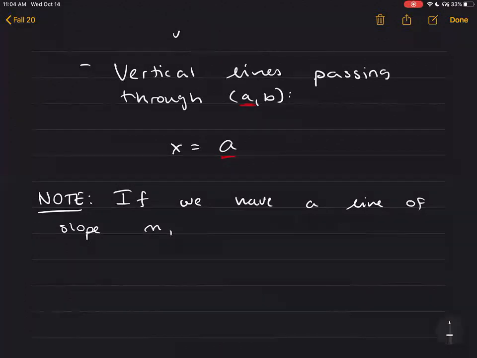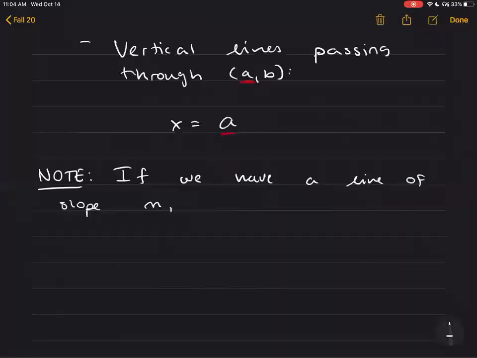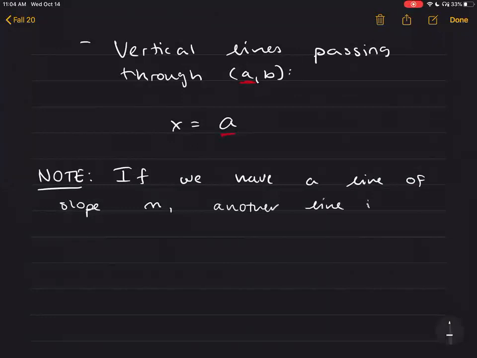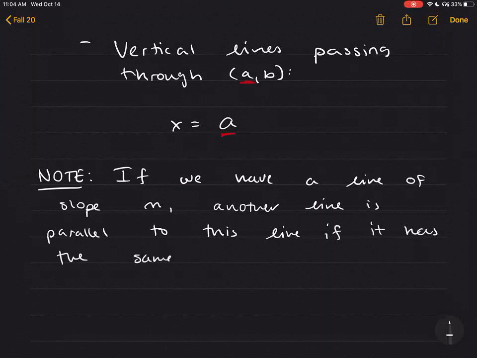So another line is parallel to this line if it has the same slope. Cool. And a line is perpendicular to this line if it has slope -1/m.